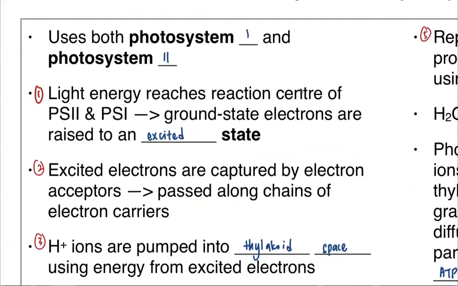First of all, both your photosystem 1 and photosystem 2 can absorb light from the sunlight, for example. And of course, when energy is absorbed from the sunlight, electrons are excited from the chlorophyll.